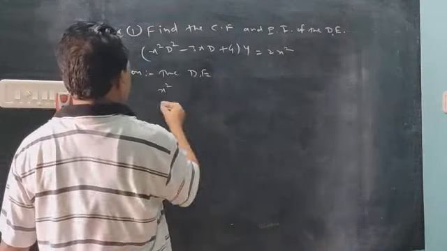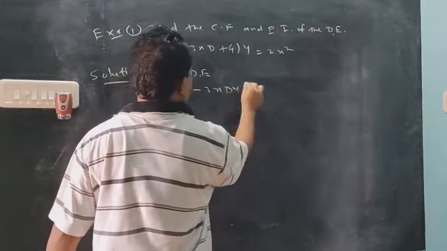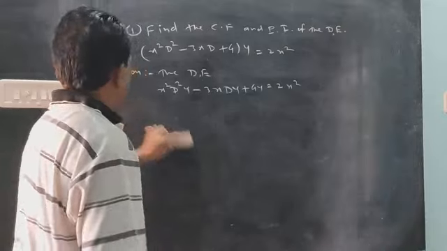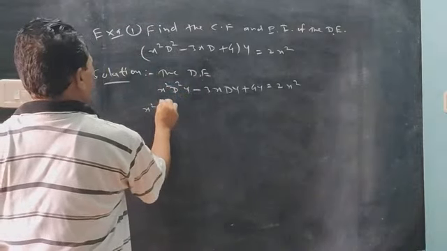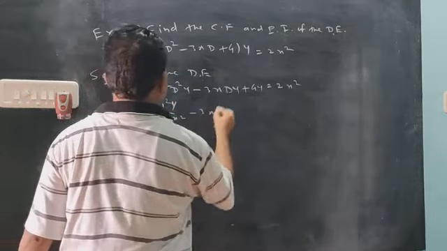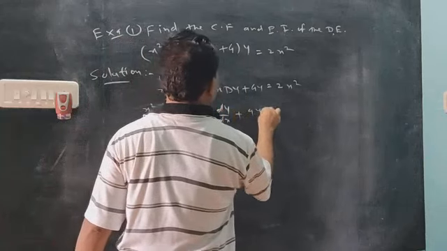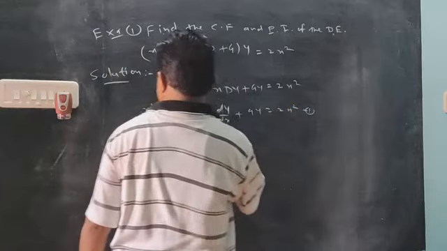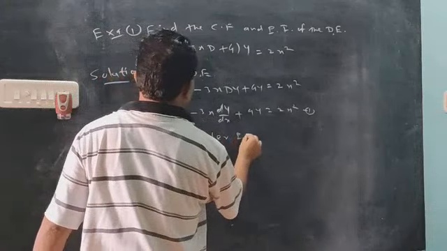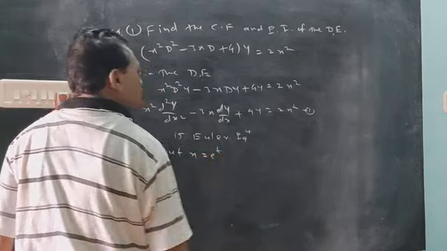x² d²y/dx² + 3x dy/dx + 4y = 2x². Here d²y is the second derivative of y with respect to x, and 3x dy/dx is the first derivative, where D means d/dx. Is it a homogeneous equation or Euler's equation? It is Euler's equidimensional equation. Method: put x = e^t.